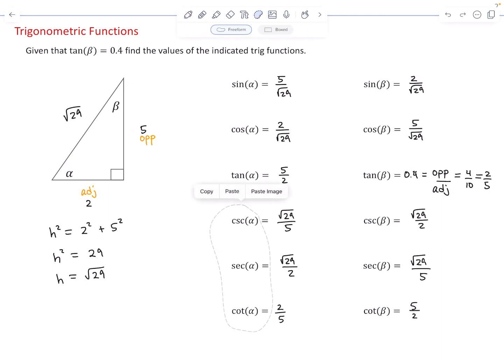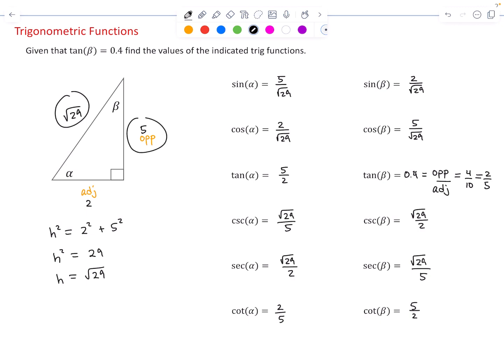And then these 3 here are simply the reciprocals of these 3. But continuing in terms of ratios, cosecant of alpha is hypotenuse divided by opposite. Secant of alpha is hypotenuse divided by adjacent relative to alpha. And cotangent of alpha is adjacent divided by opposite relative to alpha. So 2 divided by 5.